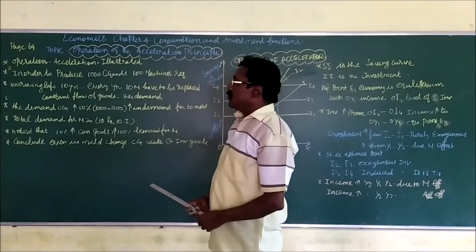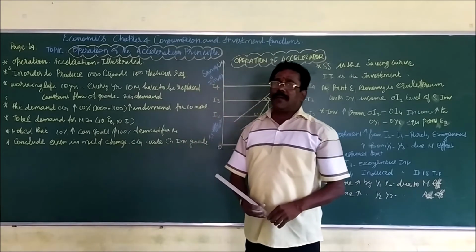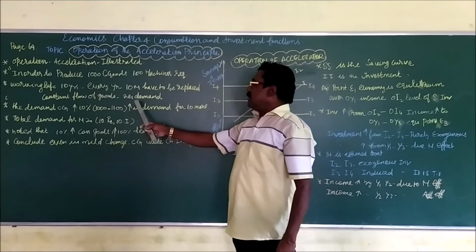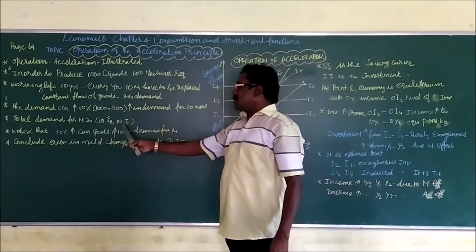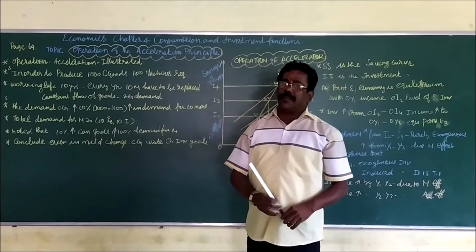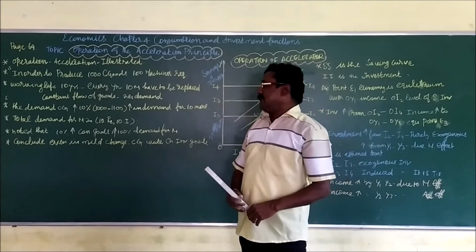Do you understand? 10 machines are required for the regular demand, and for the increase in demand of 100, another 10 machines are also required. So the total number of machines required now is 20.